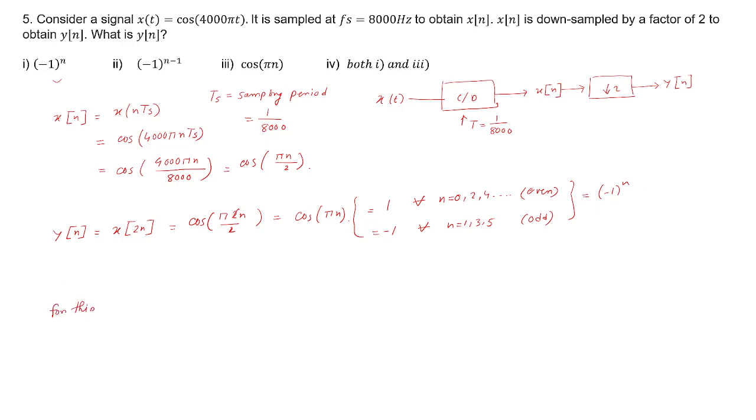So for this problem, cos pi n and minus 1 to the power n are both correct answers. So option 4 should be the correct one. If you tick individually on this or this, it is not going to be correct.